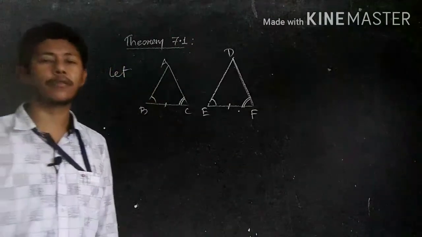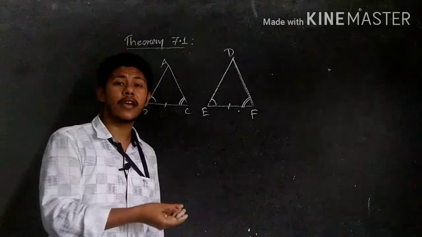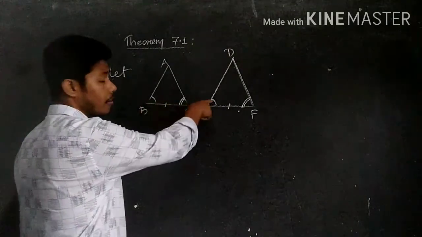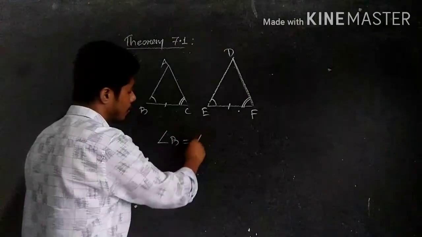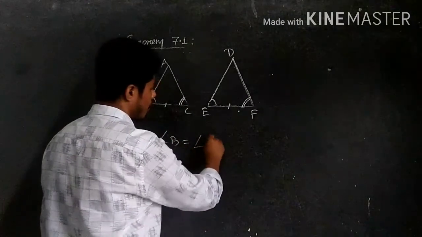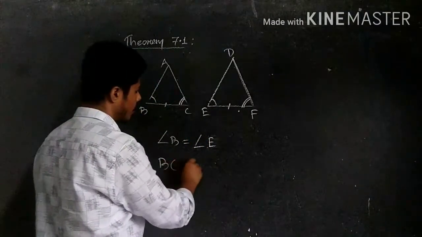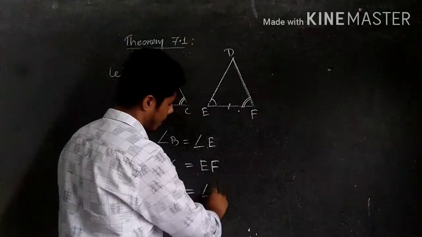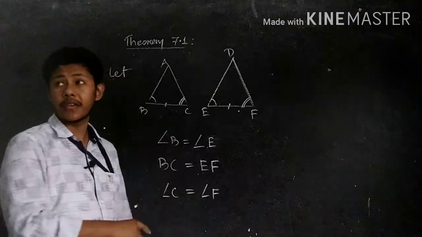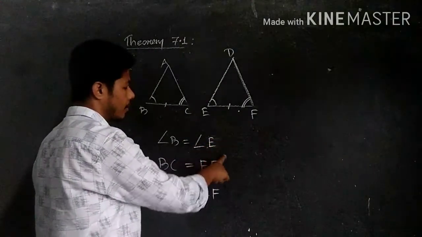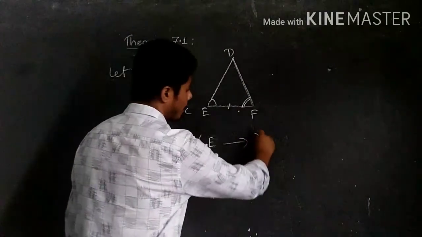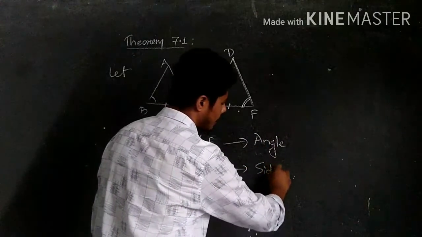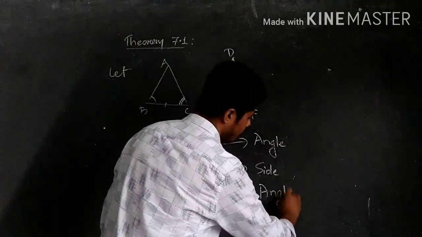Similarly, in the case of included angle and excluded angle, in the same way we get included side and excluded side. So now here, one angle B is equal to angle E, and similarly side BC is equal to EF, and the last one, angle C is equal to angle F. So now if you see here, this one is angle, this one is side, this one is angle. So from here we can apply a congruence rule, which is known as angle side angle. So this one is the angle side angle congruence rule we can apply here.